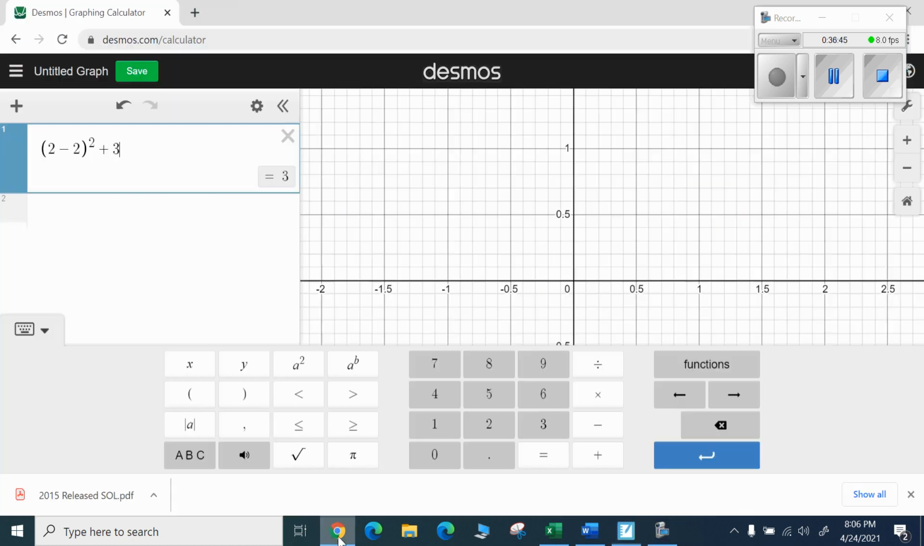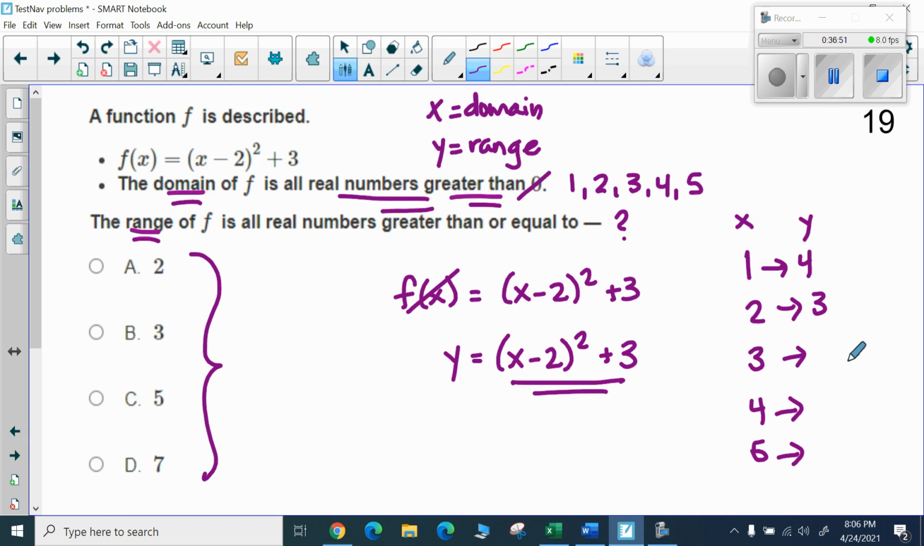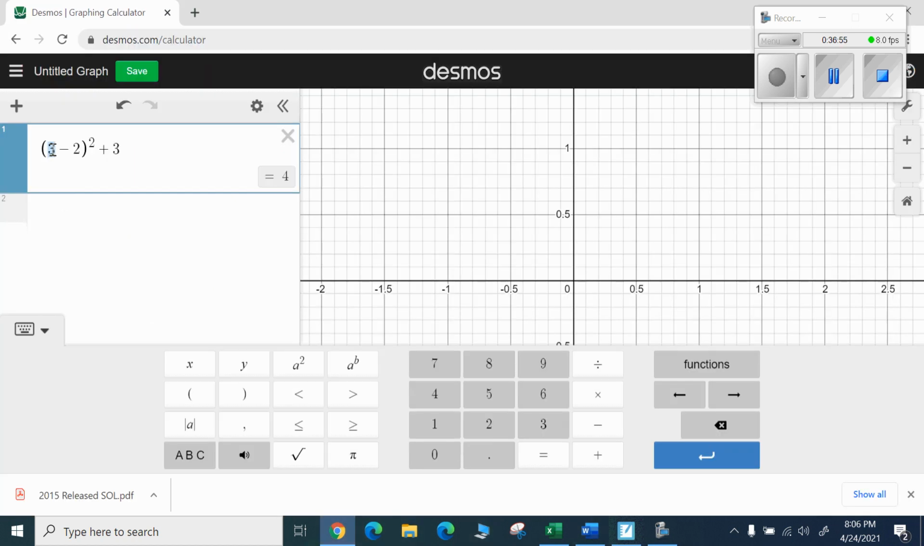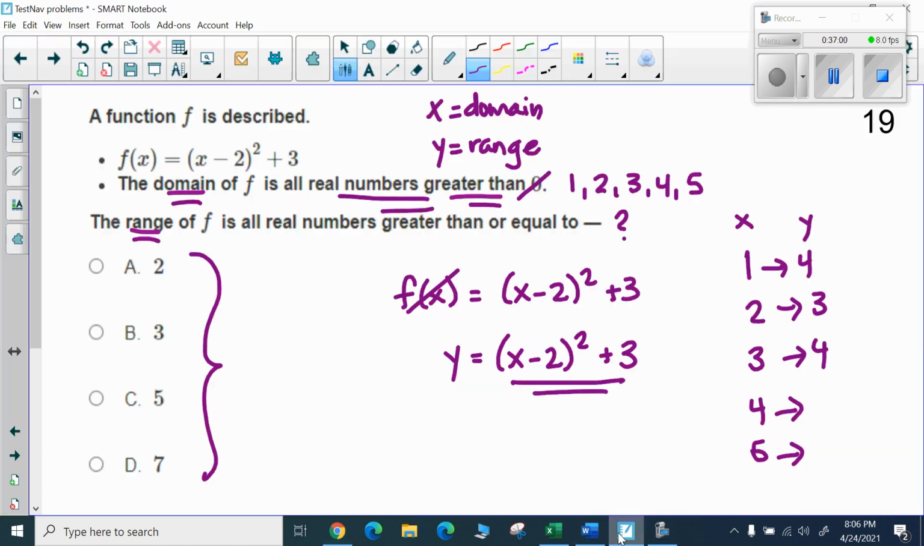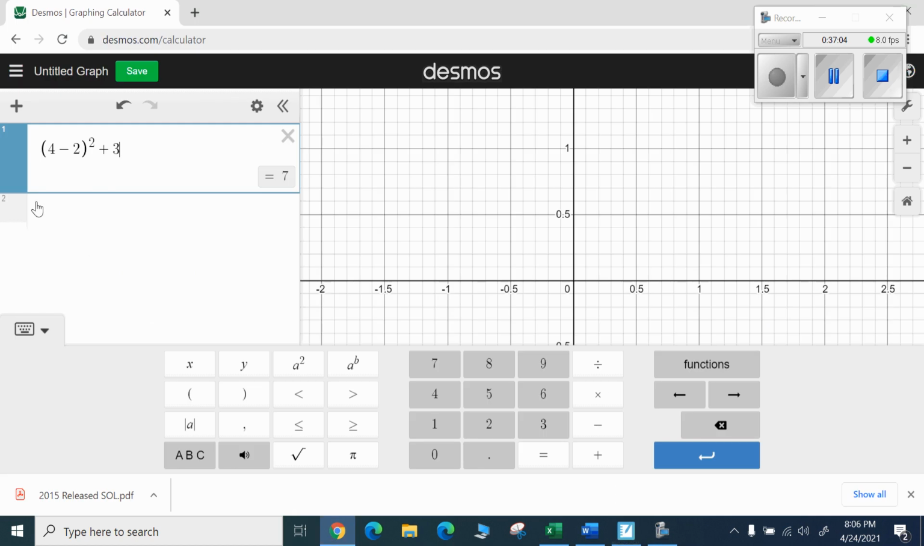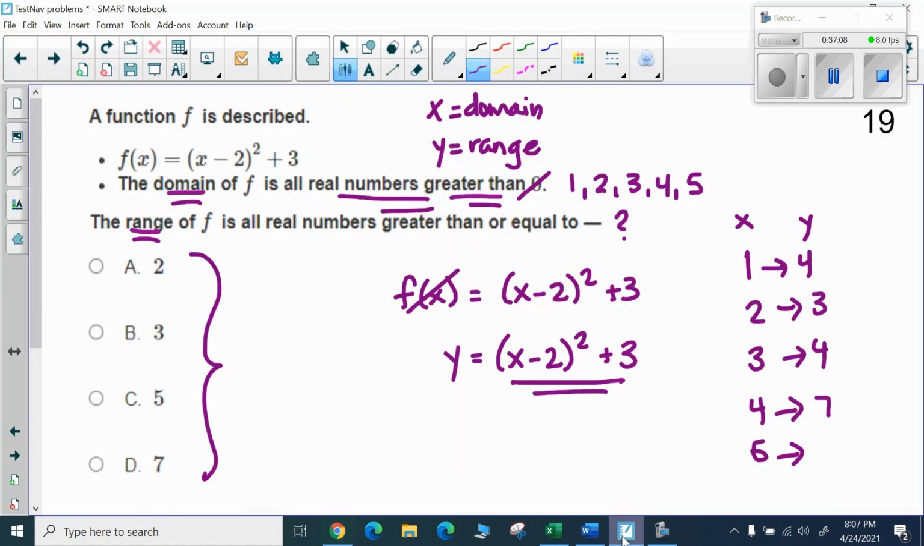Let me try 3. If I put in 3, I get 4 again. If I put in 4, I get 7. And if I put in 5, I get 12. Okay, so this is giving me a trend here. I think if I keep going higher, I'm going to get higher numbers.